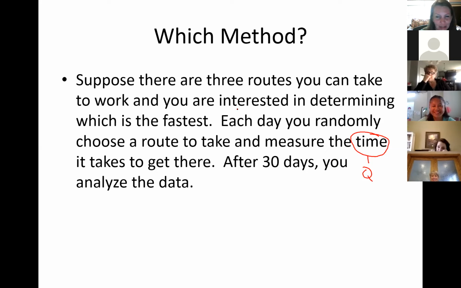Okay, so it's a quantitative variable, and how many groups are we looking at? How many different routes were we comparing? 3, comparing the 3 different routes. So if we have a quantitative variable and 3 or more groups, then we have ANOVA.